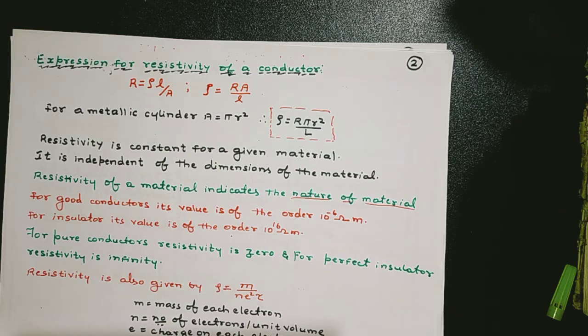So you know that resistivity is a constant for a given material. It is independent of the dimensions of the material, because resistivity is always defined for unit length and unit area of cross section.